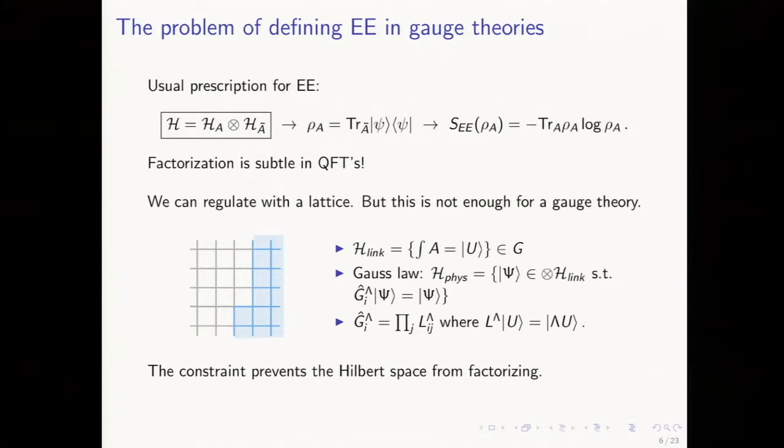And the way we impose that in equations is that we demand that the action of this Gauss operator on the states that we allow in our physical Hilbert space is trivial, where a Gauss operator at a site of the lattice is like the product of all the momentum operators at the immediately adjoining links of the lattice that increment those group elements by the same amount. So it's this Gauss constraint that prevents our Hilbert space from factorizing.